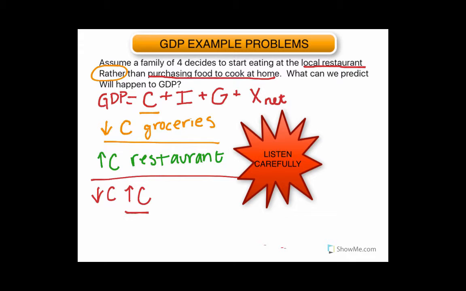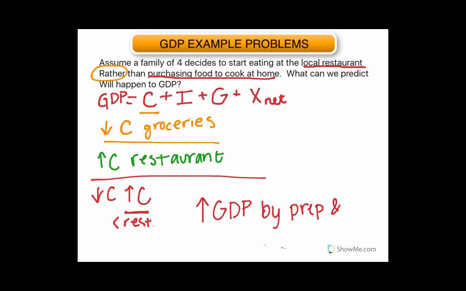So we would assume that this increase in consumption from the restaurant would be greater than the decrease in consumption from the groceries. And so overall, our GDP is increasing. And if we wanted to be a little bit more specific, it's increasing by the value added of the restaurant's prep and service, since they also have to buy the groceries. So increase in GDP by the prep and service value.